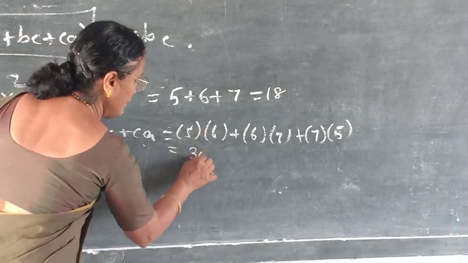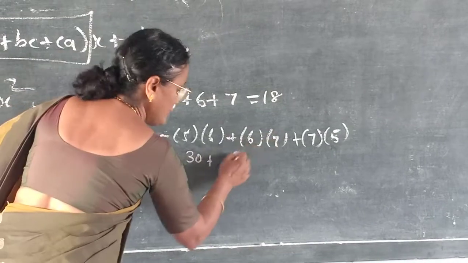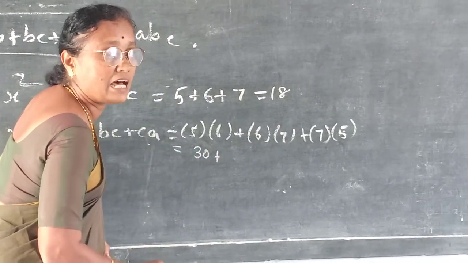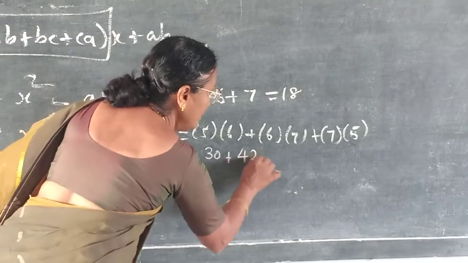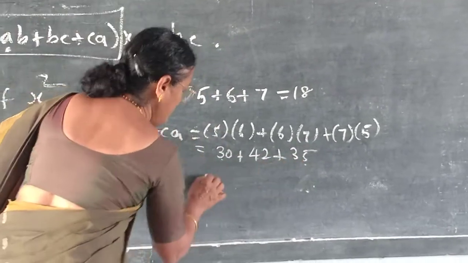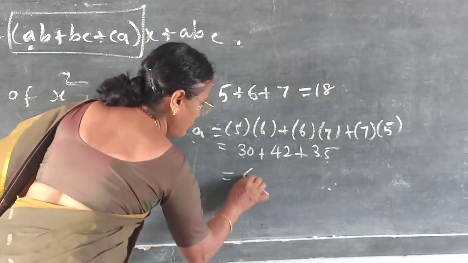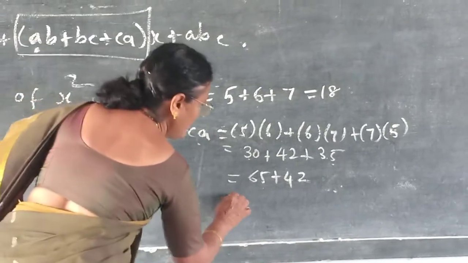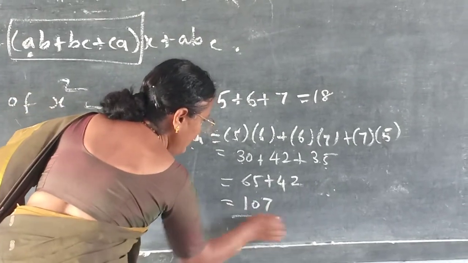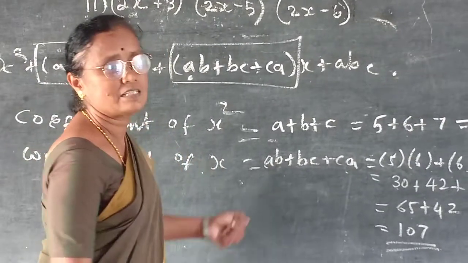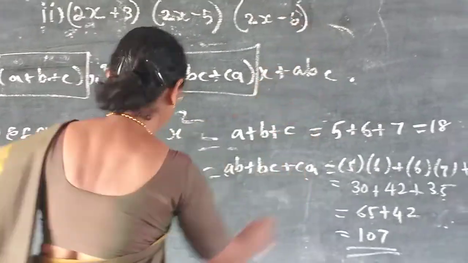Next one is what? 5, 6 are? 30. Plus 6, 7 are? 42. 7, 5 are? 35. What is it? 30 plus 35 is 65. 65 plus 42. What is it? 107. Understand? 107.